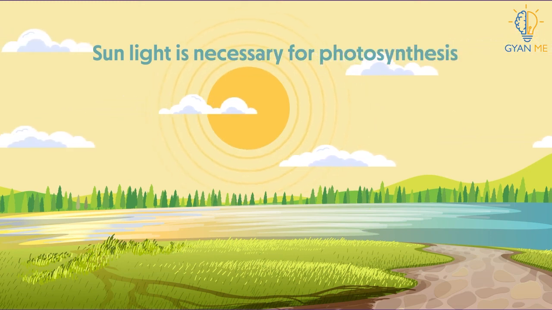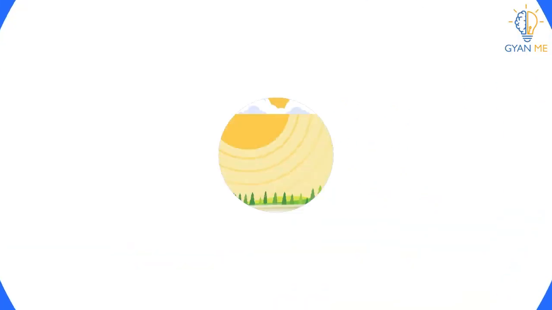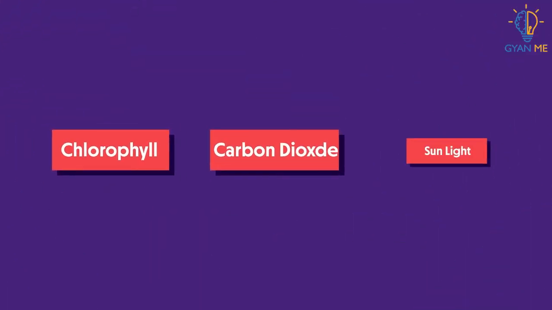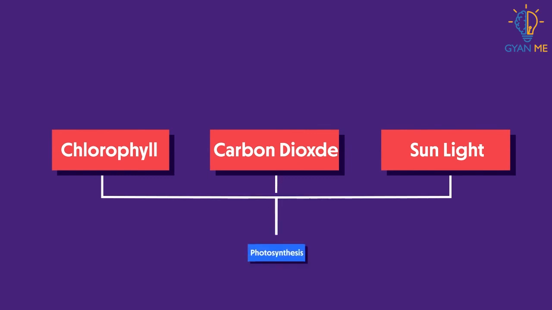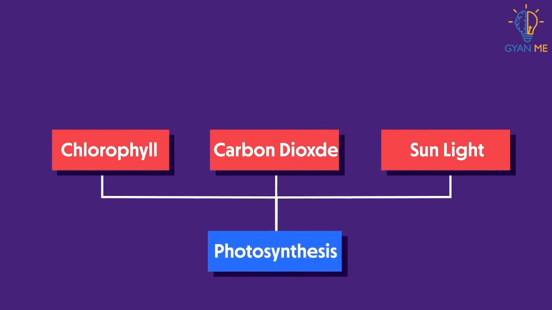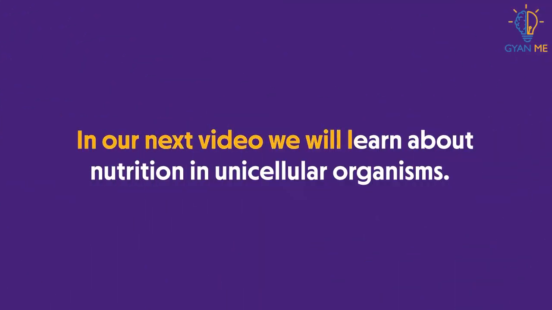So in this video, we have experimentally proved that chlorophyll, carbon dioxide and sunlight are necessary for photosynthesis process. In our next video, we will learn about nutrition in unicellular organisms.